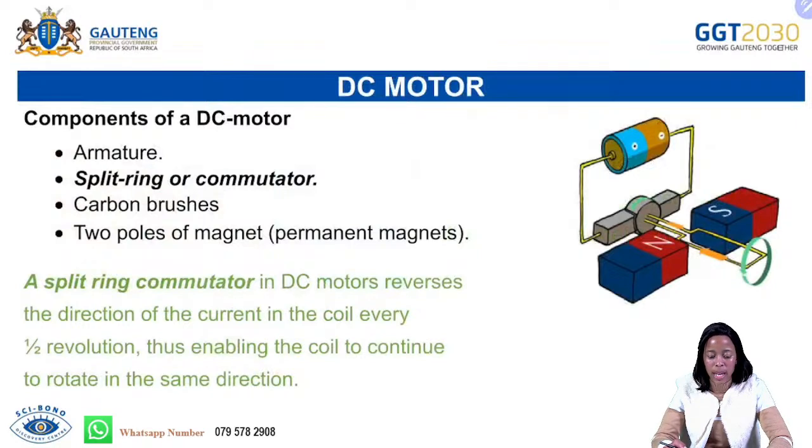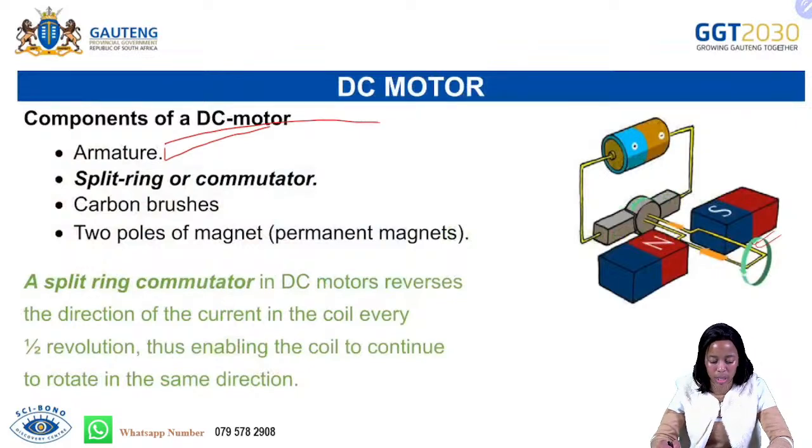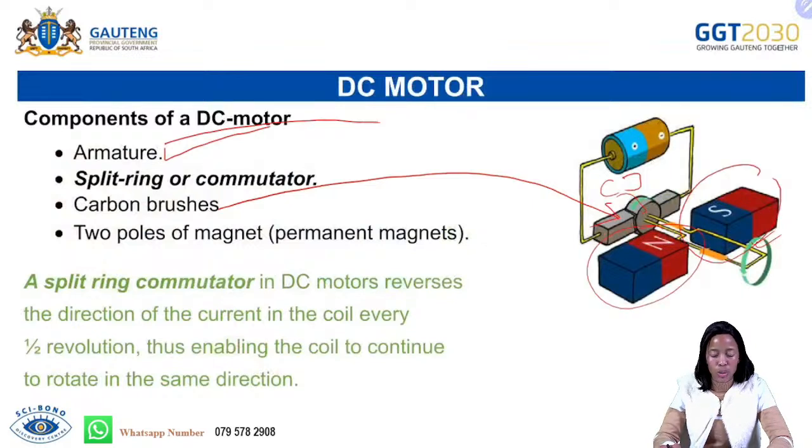Then we have a DC motor. So with a DC motor, we have an armature. So an armature in this case, what does it represent? It represents the wire or the coil. And then with a DC motor, we are going to have a split ring commutator. Then next, we are going to be having the carbon brushes there. And then we are going to be having 2 poles of the magnet or 2 permanent magnets.